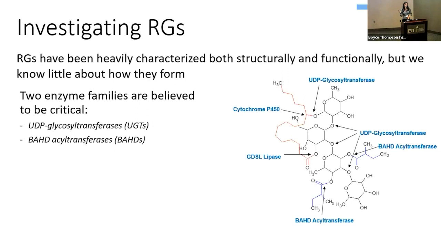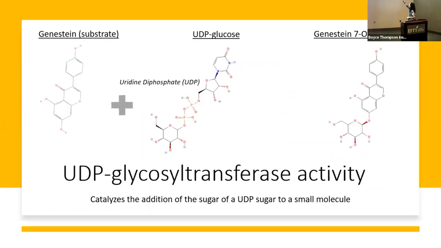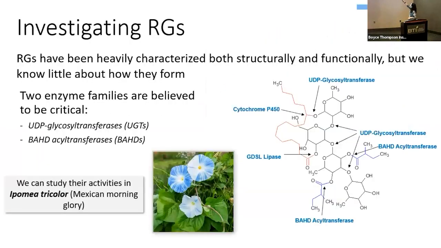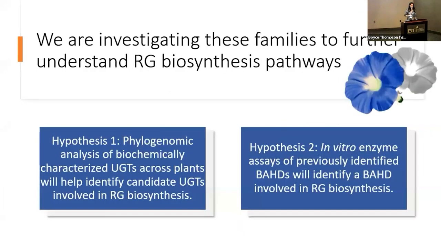So here's your resin glycoside, and these are all of the enzymes that we currently think are involved in this process. So basically these UDP glycosyltransferases are working on creating that sugar backbone and attaching to the hydroxyacyl chain. And these BAHDs are attaching these acyl chains onto resin glycoside. More on that in a second.